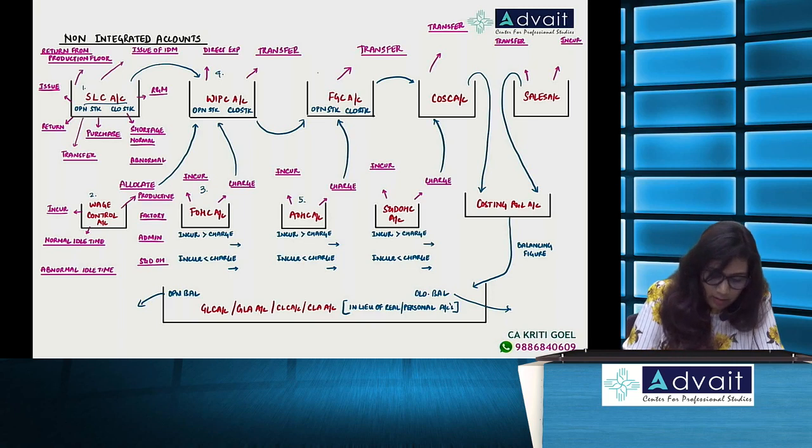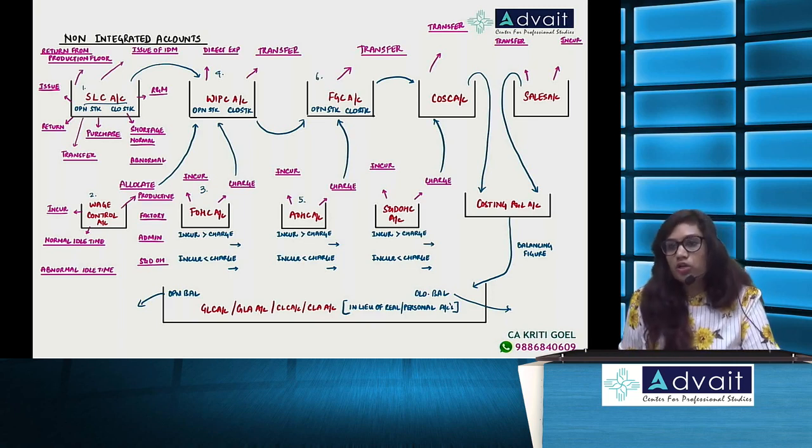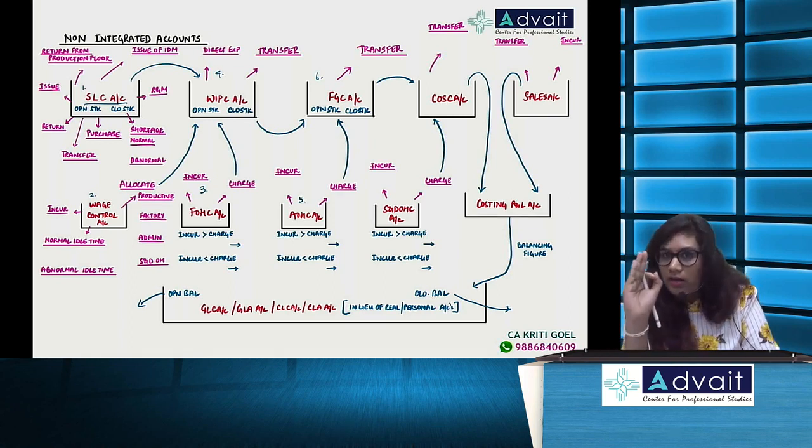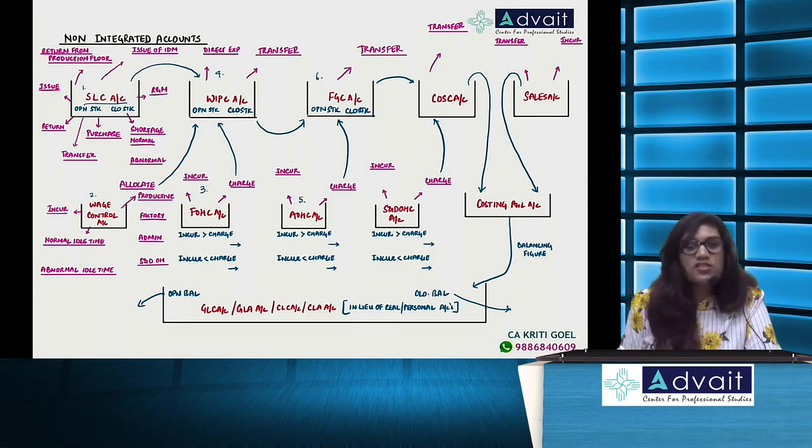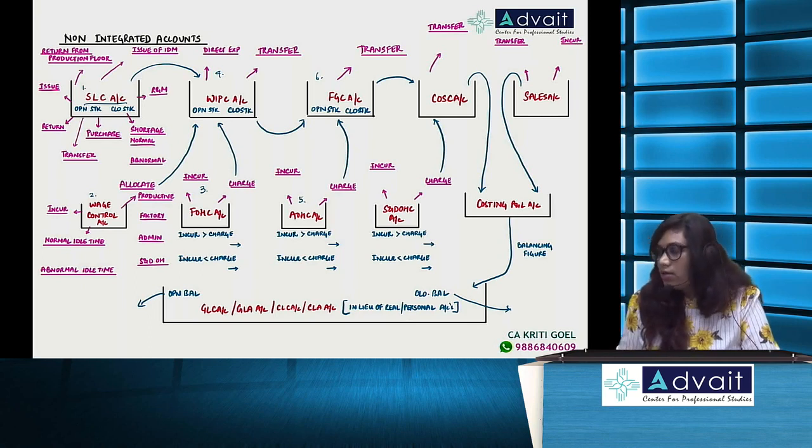Then I have my finished goods control account, which is the 6th account I open. So finished goods control account again is my third real account. That's it. So SLC, WIP and FGC. These are my 3 real accounts. Okay. So this FGC account will have an opening and closing balance. What balance will that be? The opening and closing balance of finished goods, the stock.